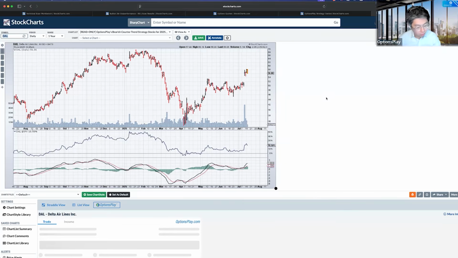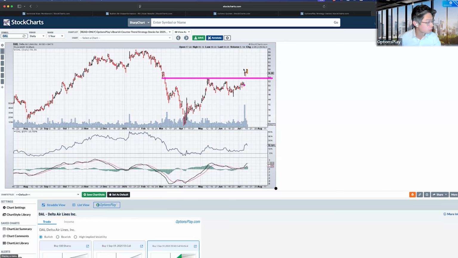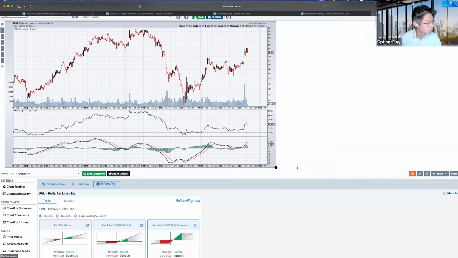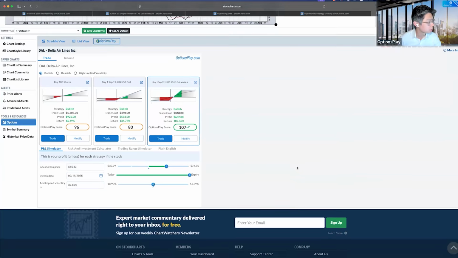You know, I like this breakout here on Delta. This was the earnings report that came out better than expected. The stock has consolidated a little bit since that earnings report. I think there's further upside here. We see that it's outperformed the S&P 500. So not only has it broken out on an absolute basis, it's also broken out on a relative basis. So really all the things that I like to see.